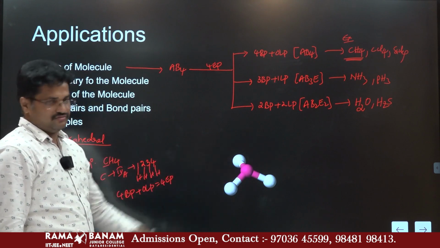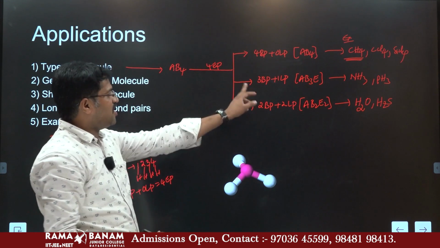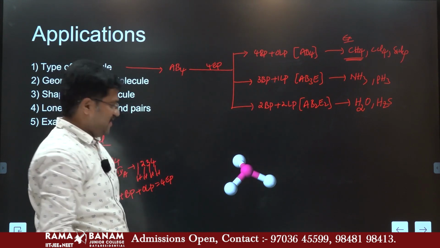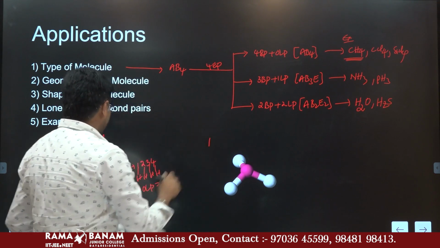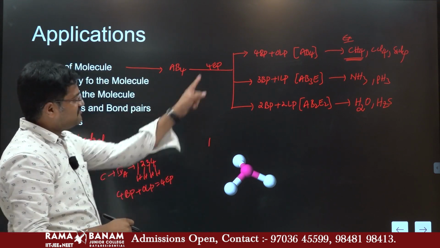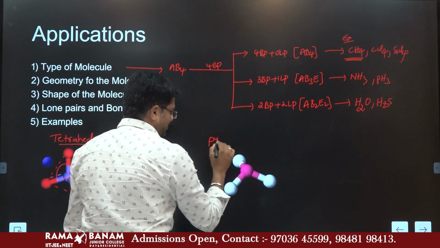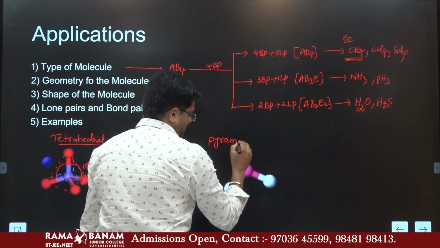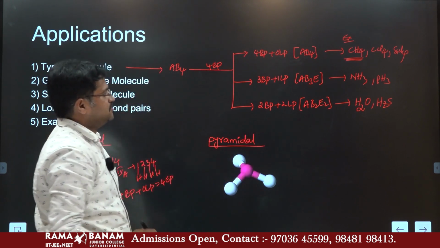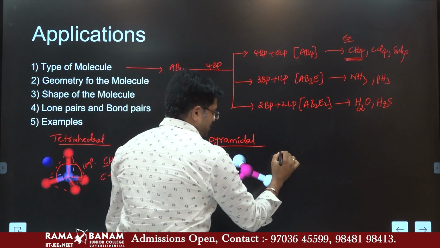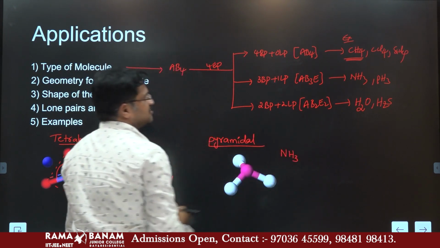Case number 2. Out of 4 electron pairs, 3 bond pairs and 1 lone pair. The expected geometry is tetrahedral, but because of the 1 lone pair, the actual shape of the molecule is pyramidal. Pyramidal geometry.